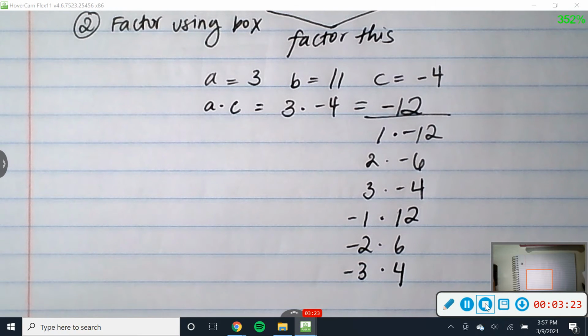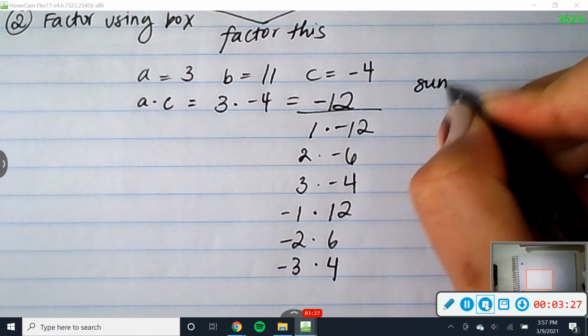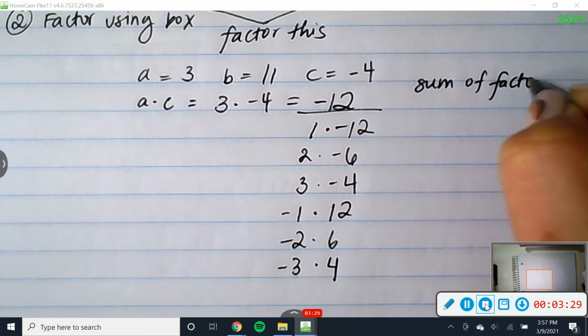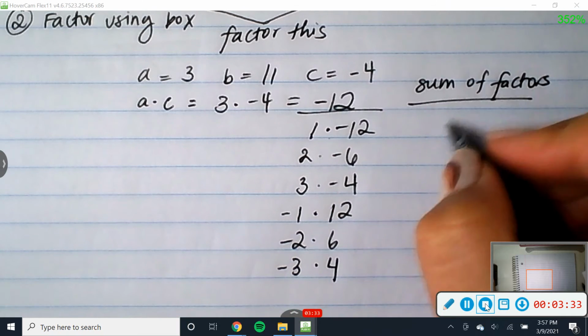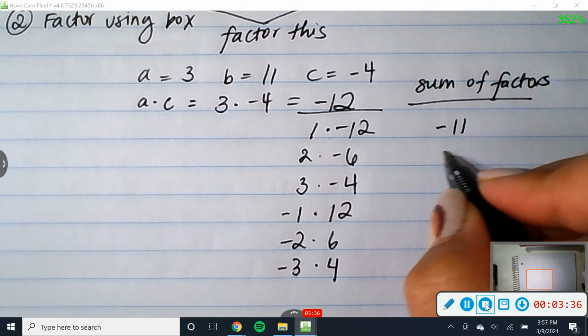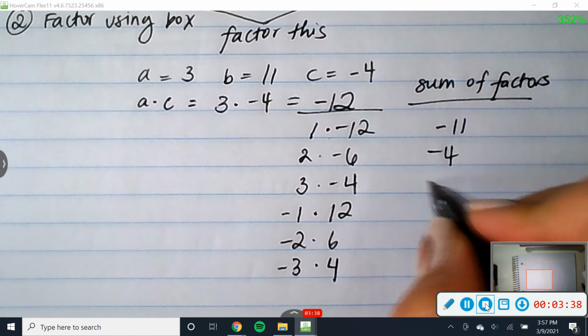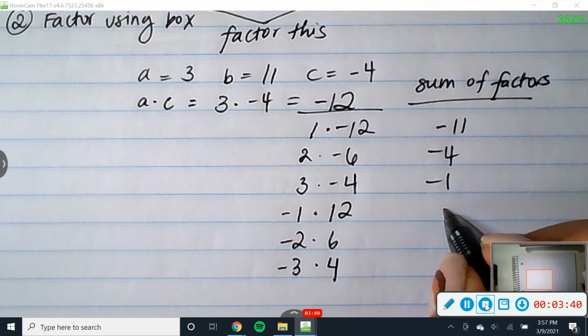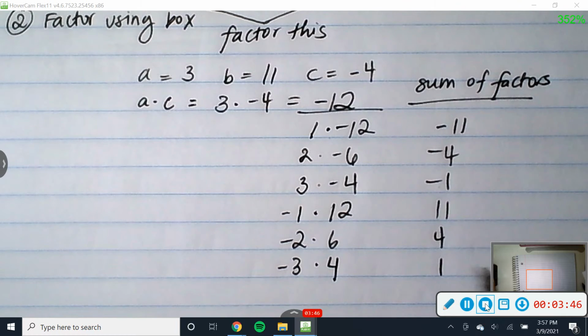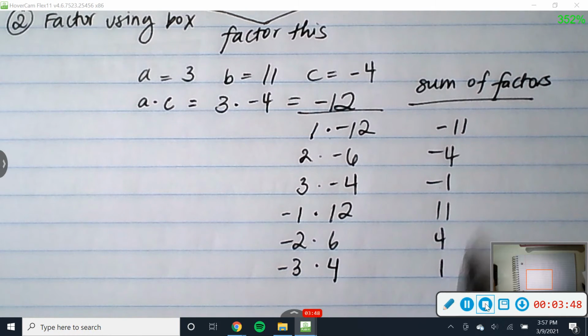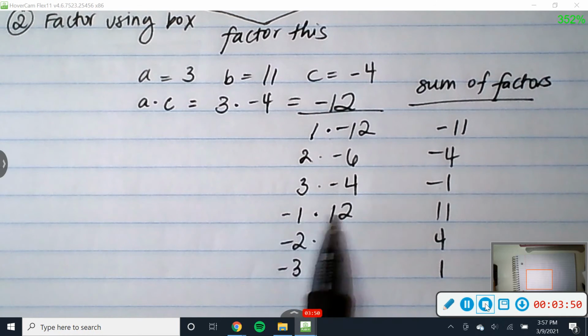Now we want to take the sum. So sum of our factors. So I'm going to add our factors together. 1 plus negative 12, 2 plus negative 6, 3 plus negative 4, negative 1 plus 12, negative 2 plus 6, and negative 3 plus 4. So I list out all of my sums right here. I just added each of these together.